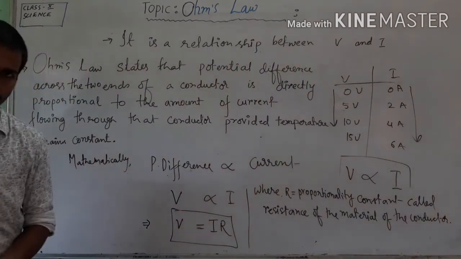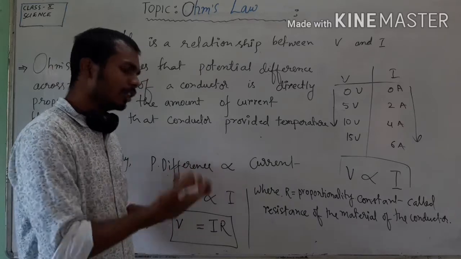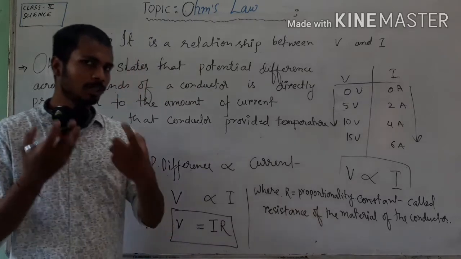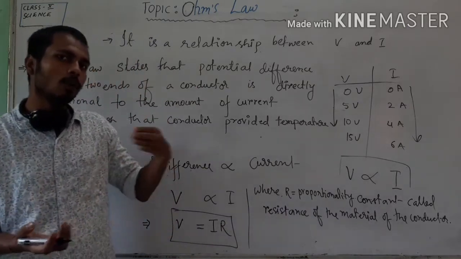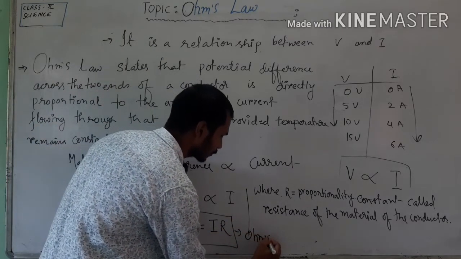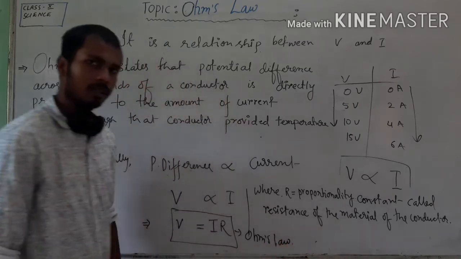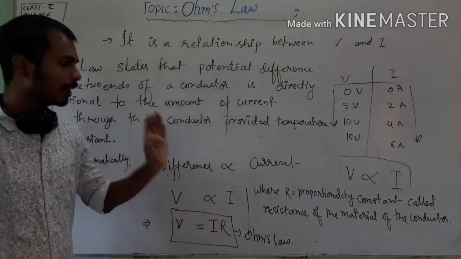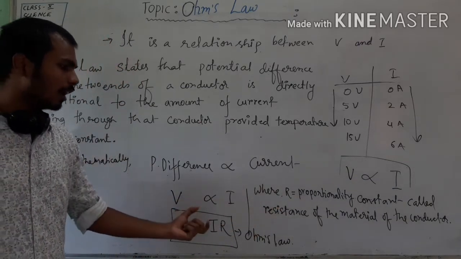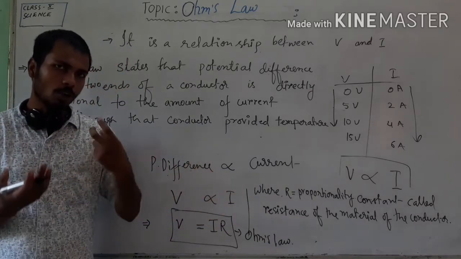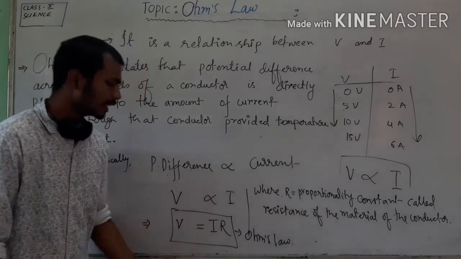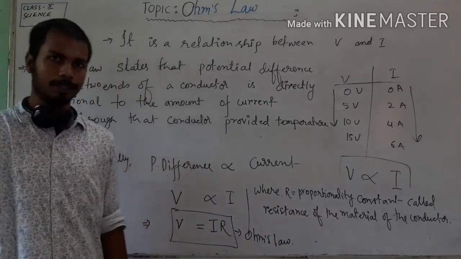R is actually a proportionality constant, and the meaning of R is that it is the resistance of the material of the conductor, meaning it is the power of the material to resist the flow of the current. This is called Ohm's law. Clear? R is the property of the material which opposes the flow of current, and in this expression, V is equal to IR. This expression is called Ohm's law.